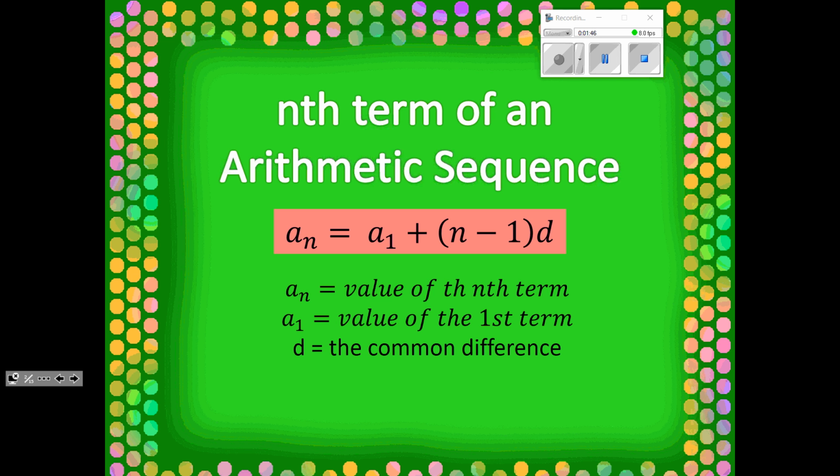So a sub n is going to be the value of the nth term. So if I'm looking for the 112th term, that's your a sub n. Okay, it's what the actual nth term is, what the 112th term is. Okay, a sub 1 is going to be the value of your first term. And then d is going to be your common difference. Any questions?